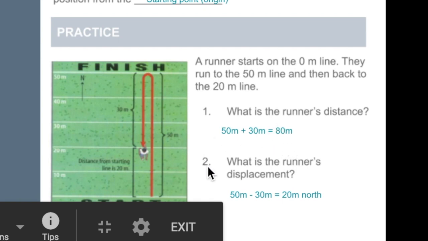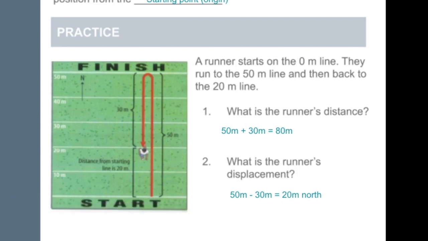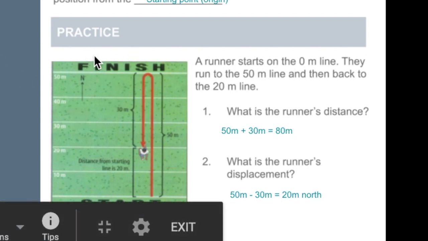But if we want to know the runner's displacement, from the starting point, which was at 0, to its ending point, if they ran up 50 and ran back 30, it would be 50 meters forward and then 30 meters backwards. So 50 minus 30, we should get 20 meters north, because if you look at the picture here, it says that we have north. From the starting point to its ending point, the shortest distance, that would be our displacement, is 20 meters north of our starting point.